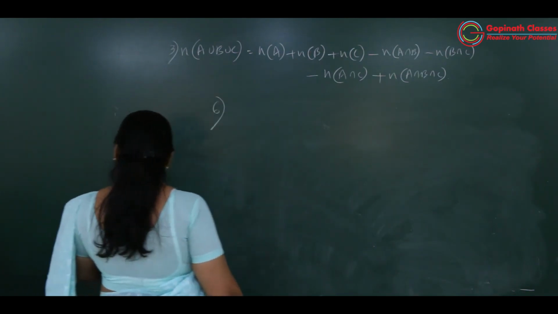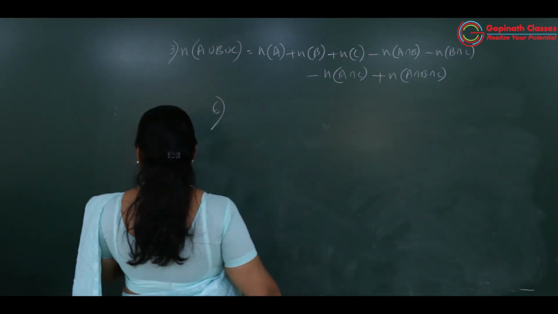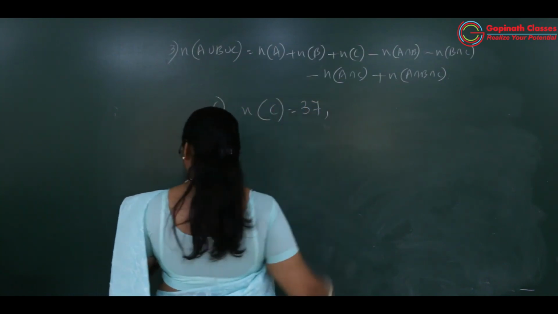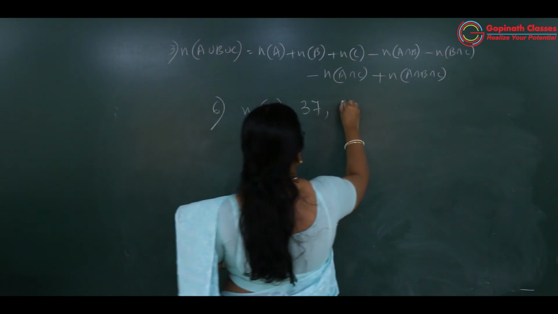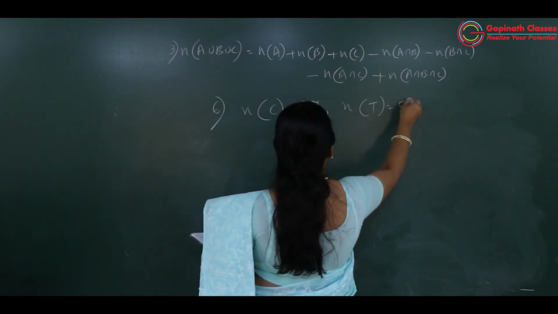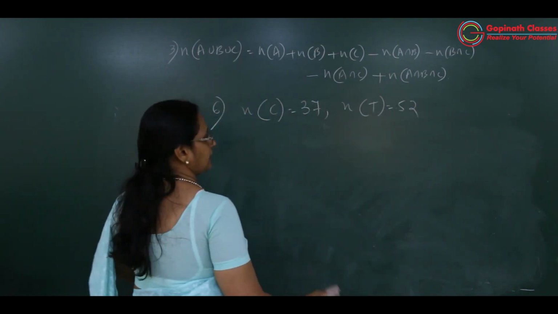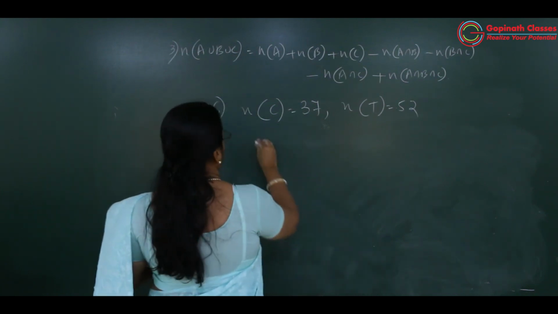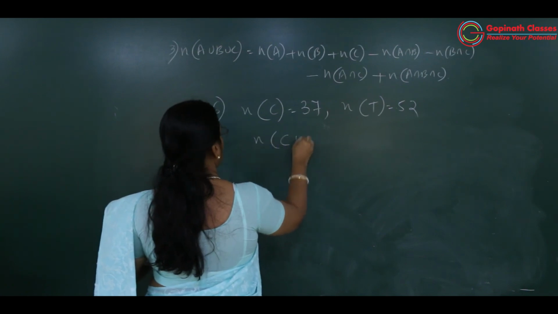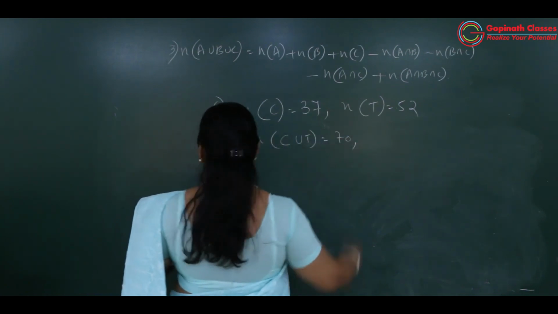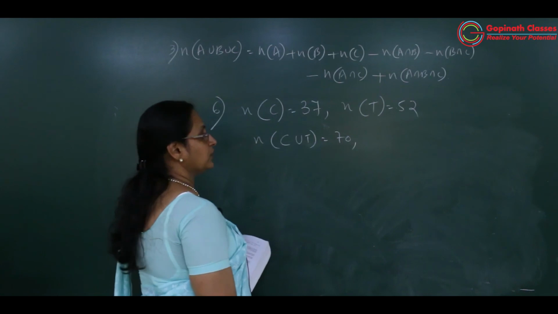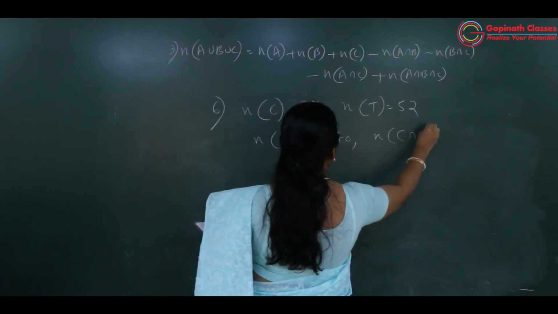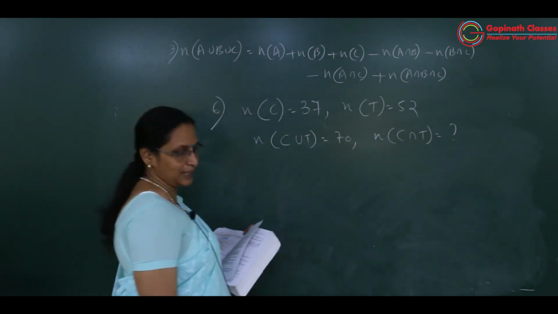Sixth question I'll do. In a group of 70 people, 37 like coffee. So I'll give n(C) as 37. Then 52 like tea, so n(T) is 52. And 70 people are there, either they drink coffee or tea. There is no one who does not drink either. So it is a union. n(C union T) is 70. What are they asking? How many of them drink both? That is common. They are asking n(C intersection T), which can easily be done.